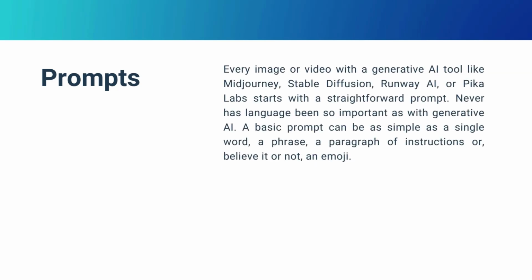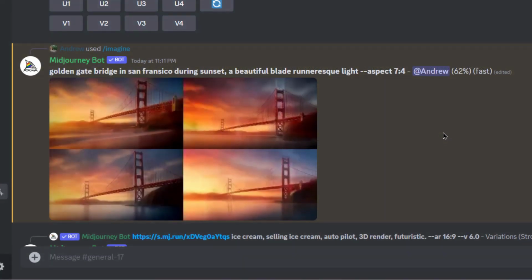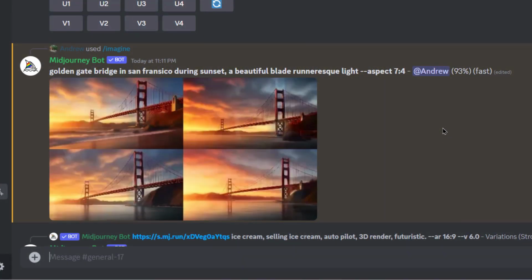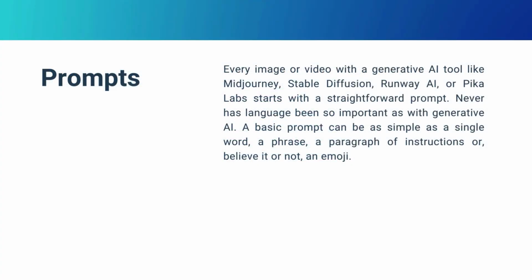Every image or video with a generative AI tool like Midjourney, Stable Diffusion, Runway AI, or Pika Labs starts with a straightforward prompt. Never has language been so important as with generative AI. A basic prompt can be as simple as a single word, a phrase, a paragraph of instructions, or, believe it or not, an emoji. The prompt describes the core idea you want to visualize. Once you've got your idea down, you can adjust all kinds of parameters like the guidance scale and motion intensity to get the desired effect.